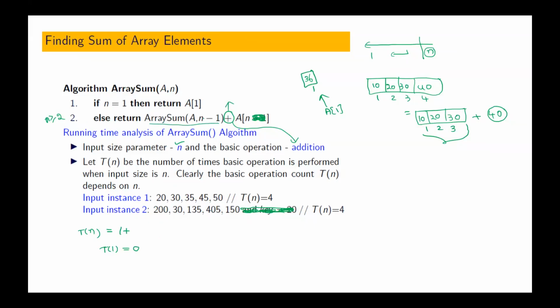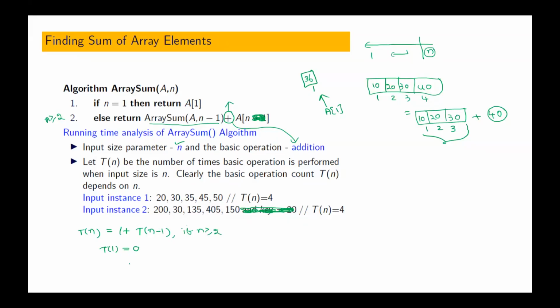That means how many additions are performed in this part? T of n minus 1. And this is for n greater than or equal to 2. This is the recurrence relation. Already we solved this recurrence. Same recurrence or not?